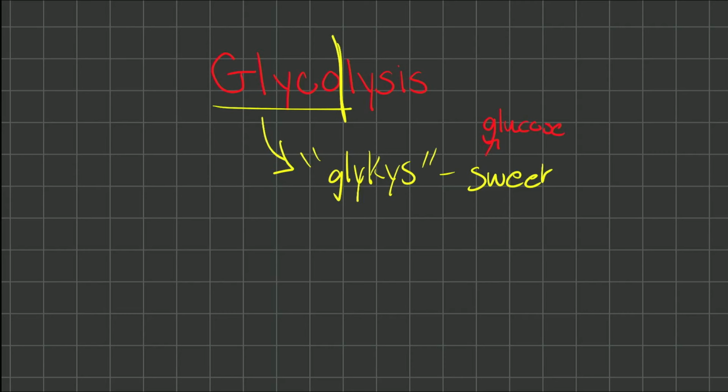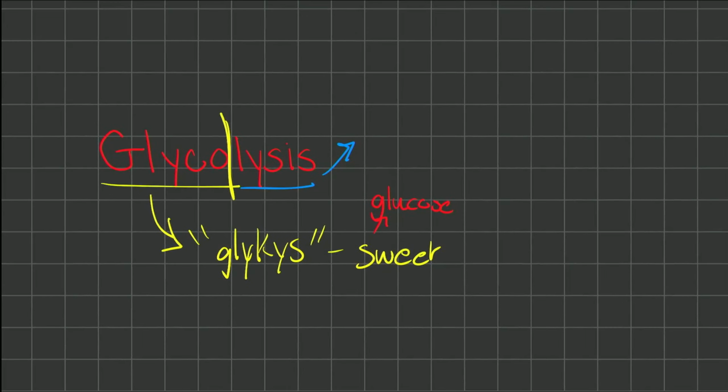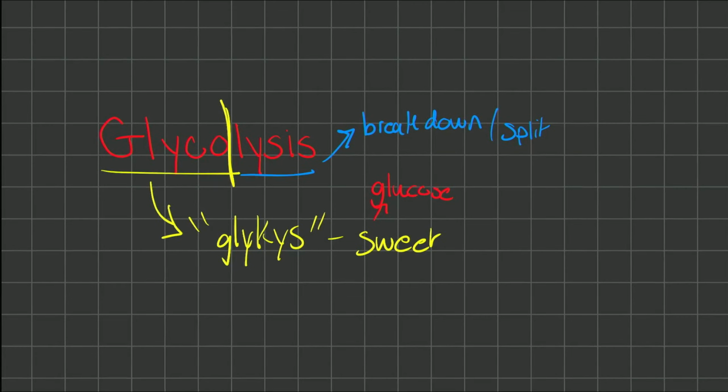In terms of the second part of our word, lysis, what lysis means is the breakdown. So we have the breakdown or splitting of something. To break up or split something. So if we put these two terms together, we get glucose being split. And that's effectively all glycolysis is. It's the splitting or breakdown of glucose into usable forms of energy, or pyruvate.